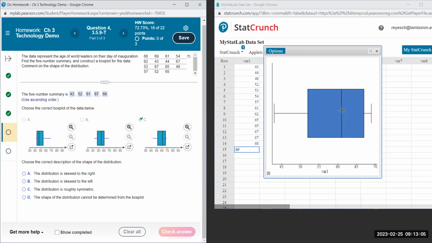You can also tell the shape because usually the distance from the center to the end of this whisker is shorter than, in my case anyway, the distance from the center to this side here. So it's longer towards the left, more variation on the left, so it's skewed to the left.